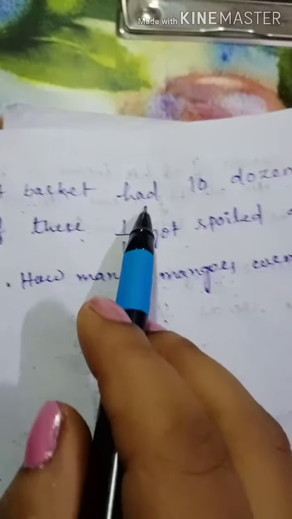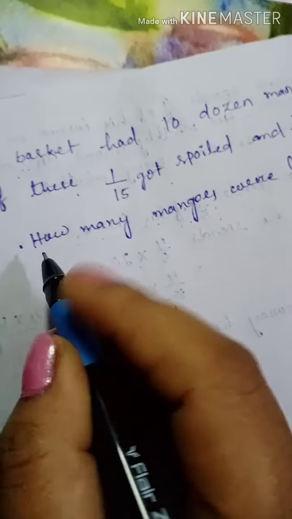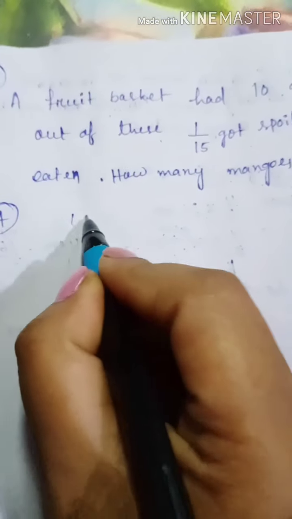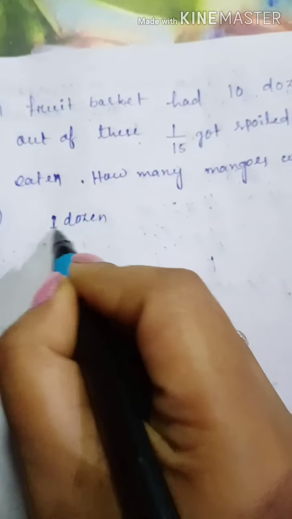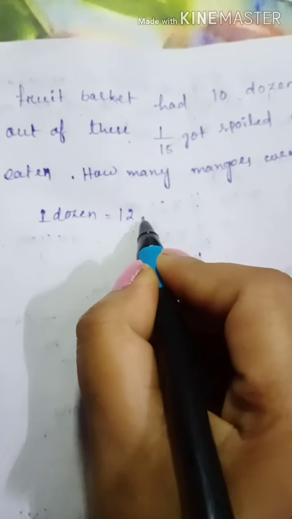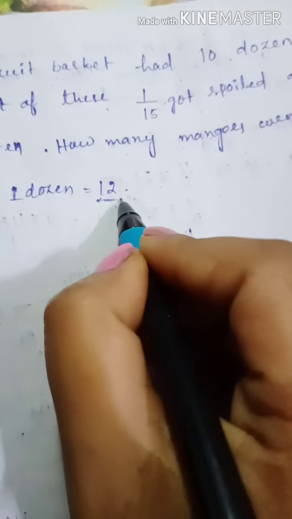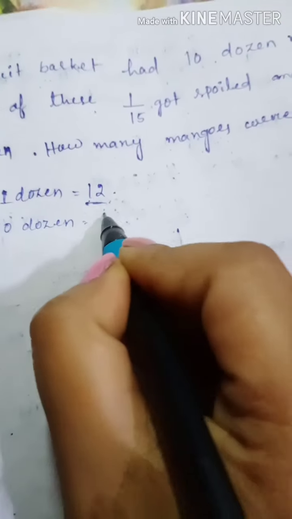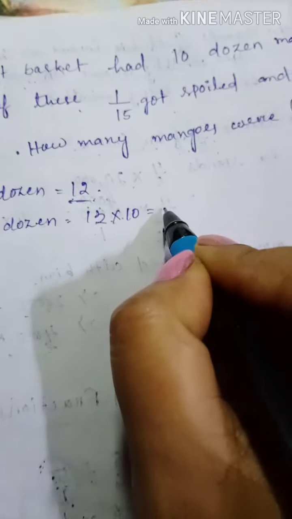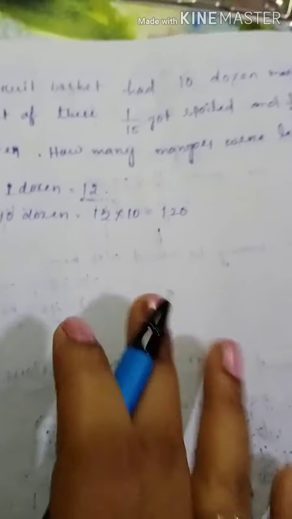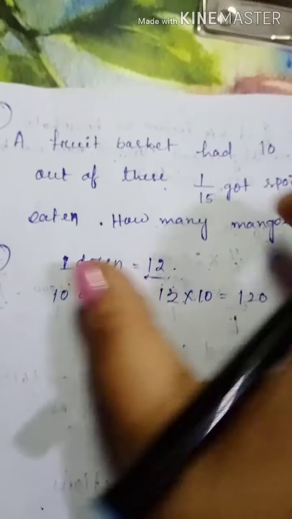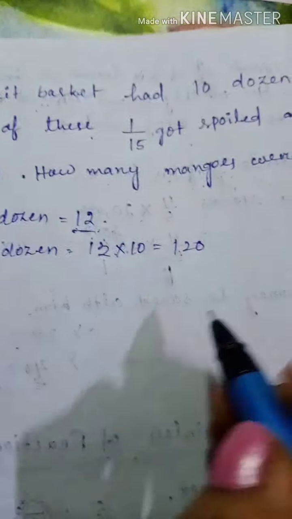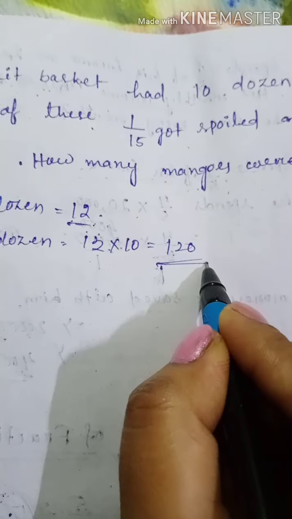Okay. What is the question? A fruit basket had a total of 10 dozen mangoes. 1 dozen is equal to, it carries 12 articles. If there are 10 dozen, it is 12 into 10 is equal to 120 articles. Means there are 120 mangoes. The total number of mangoes in the basket is 120, a whole number.